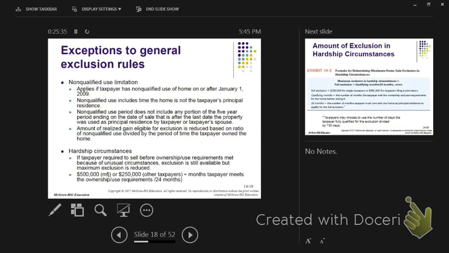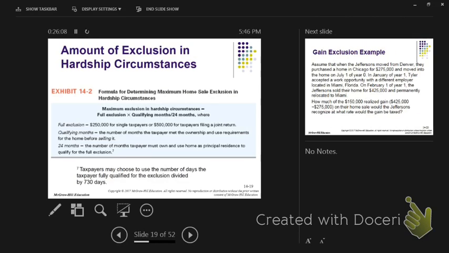The second one is hardship circumstances. If you are required to sell your house prior to the 2 out of 5 years for ownership or use, you can qualify to use the $500,000 or $250,000 based on a proportion, a ratio, if you're qualifying under hardship. So basically, you have to sell. And the ratio is basically going to be the $250,000 or $500,000 times the number of months that you did need it, over 24. So you can get a portion of it.